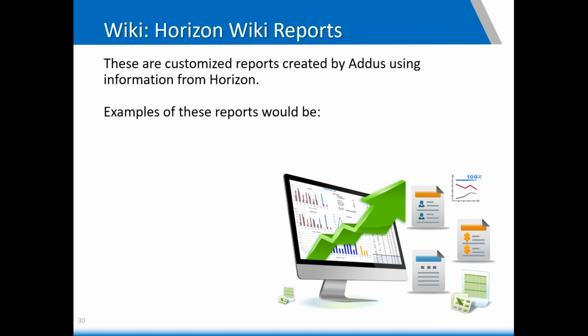we can have a lot of havoc along our workflow. And third is the Wiki report. These are custom reports created by ADIS using information that comes from Horizon. Examples of these reports would be employee listing, client listing, and the service detail report.